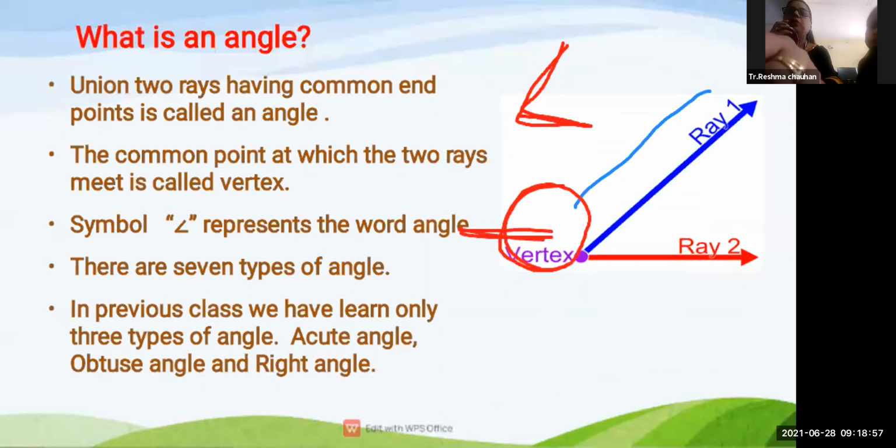So, now we are going to learn more things regarding the angle. We learned 3 types of angle in our previous class: acute angle, obtuse angle, and right angle. Now, more types of angle we are going to learn through this angle chapter.